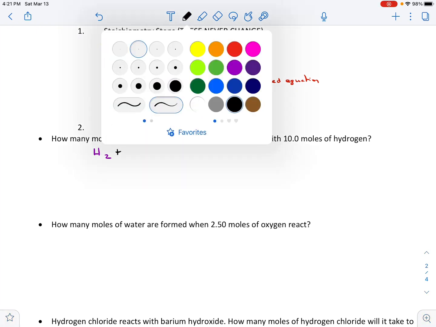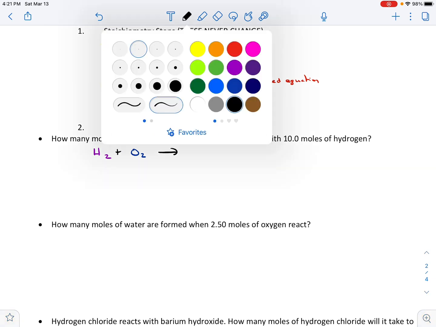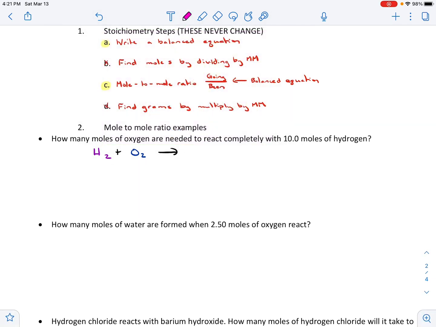So I've got H2 plus O2. And that's going to give me, sorry, lots of color changes, but there's a reason for that. Anybody got a thought on what this might create? H2 plus O2? If you guessed water, you guessed correctly. It forms H2O. So that's the beginning of this, and now we're going to go back and balance it.